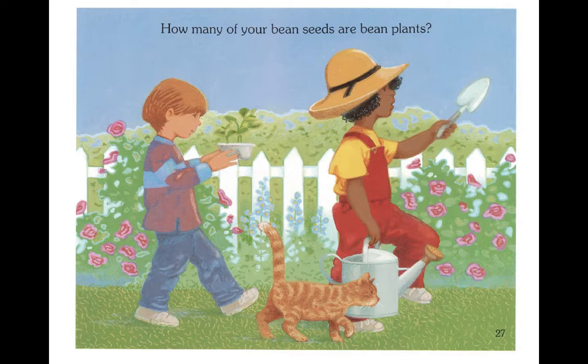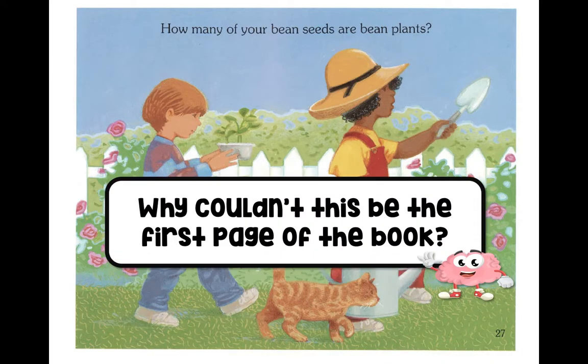How many of your bean seeds are bean plants? That's what the author writes on page 27. My question to you, friend, is why couldn't this be the first page of the book? I'm going to read the question again. How many of your bean seeds are bean plants? Why isn't this the very first page?